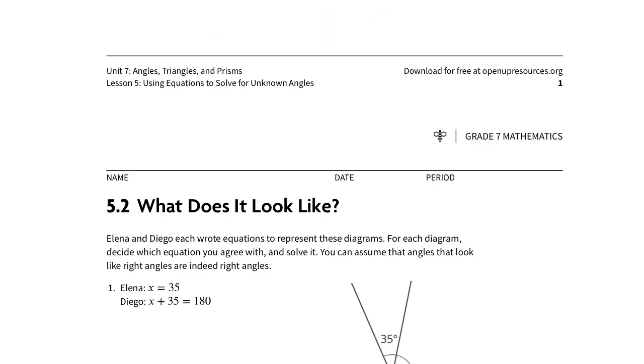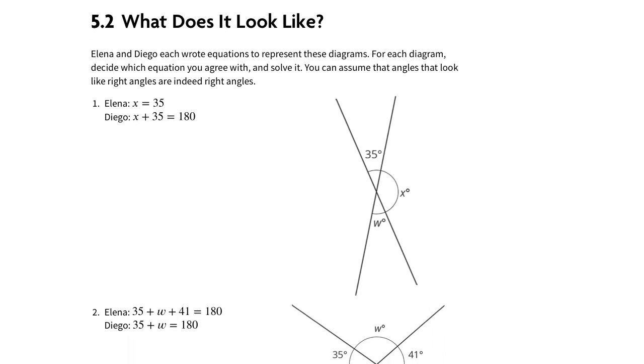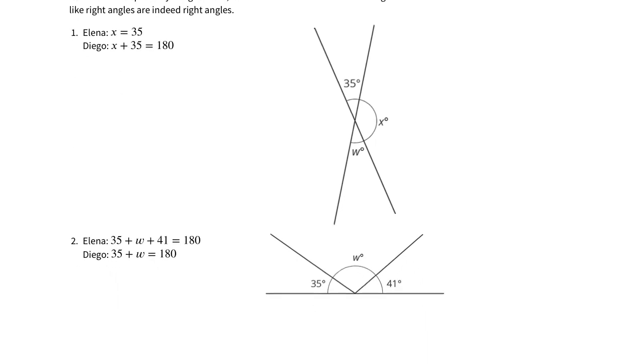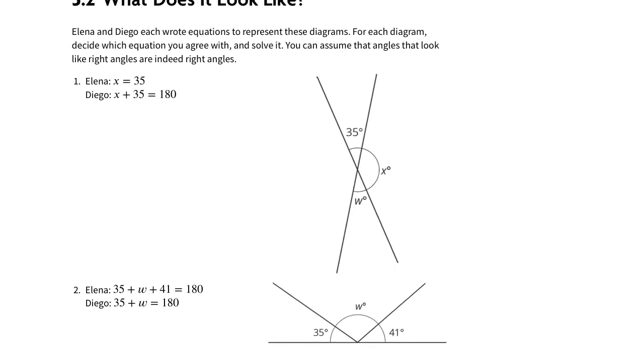So if we turn the page and go to page 40, what we're going to be doing is we're just going to be solving for the variables in the problem. It says Elena and Diego each wrote equations to represent these diagrams. For each diagram, decide which equation you agree with.